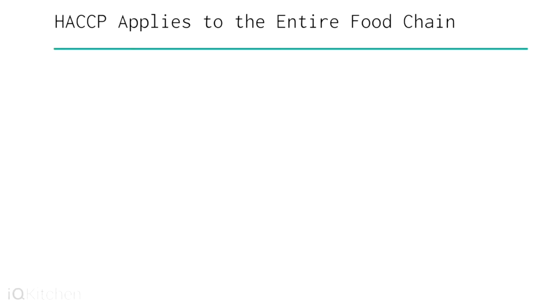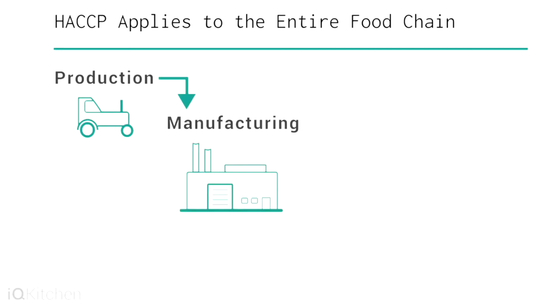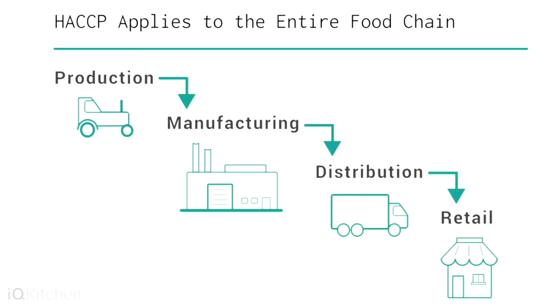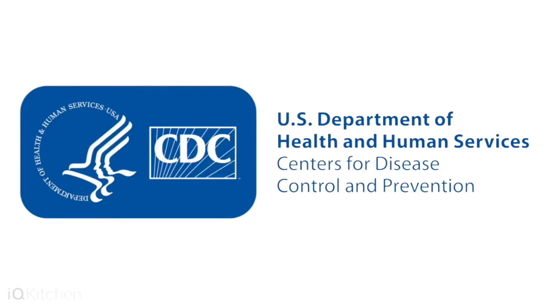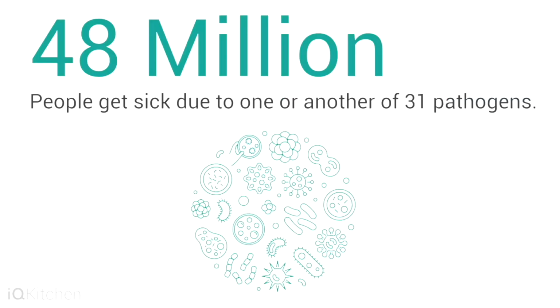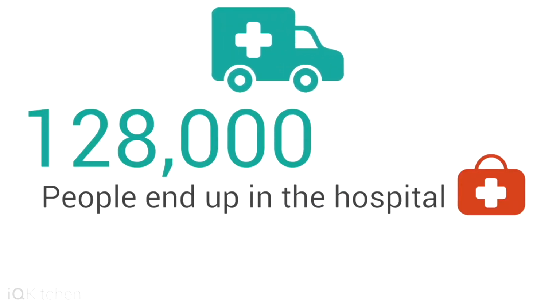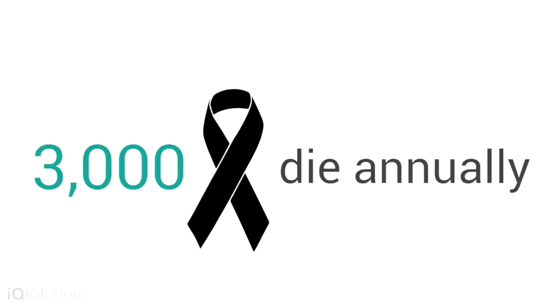HACCP is designed for use in the entire food industry, from growing, processing, manufacturing, distributing, and retailing food for consumption. HACCP is important in order to prevent foodborne illness, but also to reduce recalls and help companies save money. The Centers for Disease Control and Prevention estimates that 48 million people get sick due to one or another of 31 pathogens. About 128,000 people end up in the hospital, while 3,000 die annually.